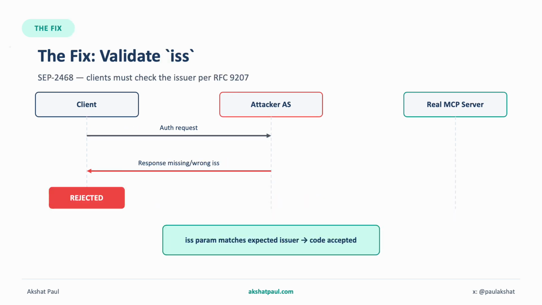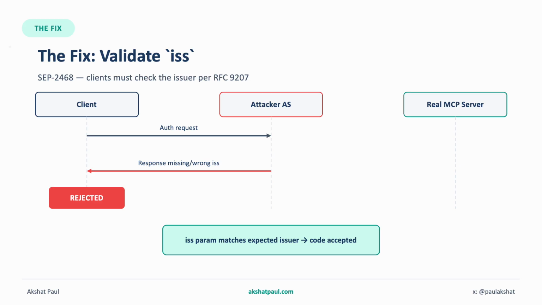Next, the fix. The fix the spec mandates is almost embarrassingly simple, which is exactly why it's a good fix. Low cost, high value. As per SEP 2468, clients must now validate the ISS parameter on the authorization response following RFC 9207. In plain terms, the authorization server has to say who it is in the response, and the client has to check that against who it expected to be talking to.